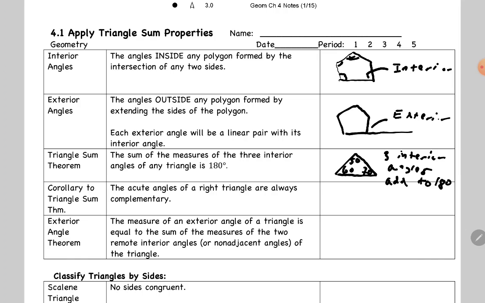And then the acute angles of a right triangle are always complementary. So if we have a right triangle, that means we have a right angle. That means the other two angles must add up to 90, because if there's 180 degrees in a triangle and you subtract that right angle, you have 90 left. And complementary angles add up to 90 degrees.